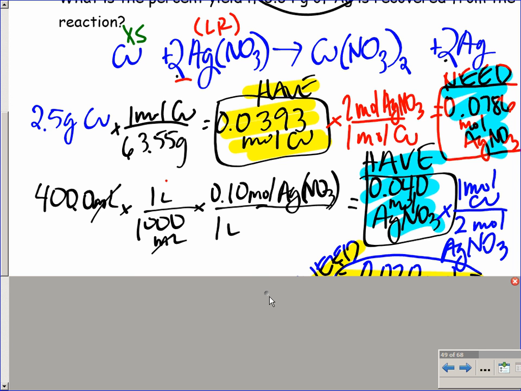So basically for part B, this is where you're starting here. Proceed with your limiting reagent halves. So proceed, is that silver nitrate? Yeah. So take those moles and convert to just silver, yes, using your mole ratios.